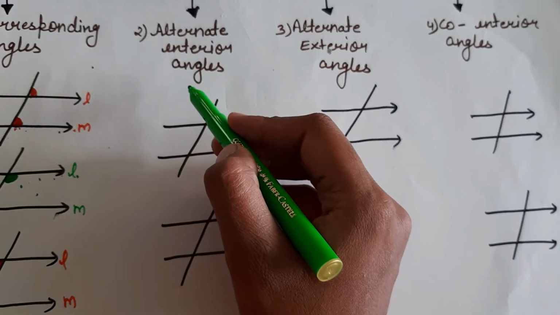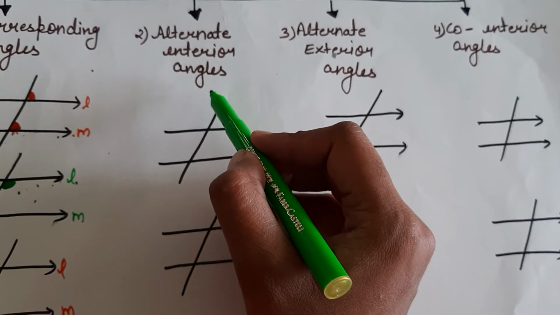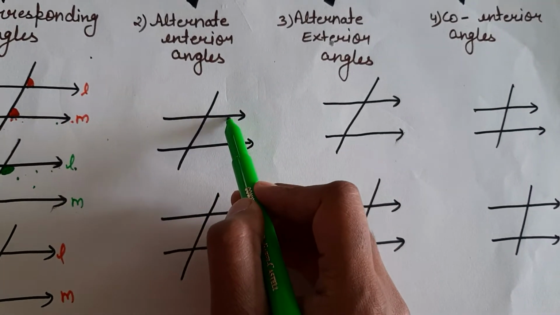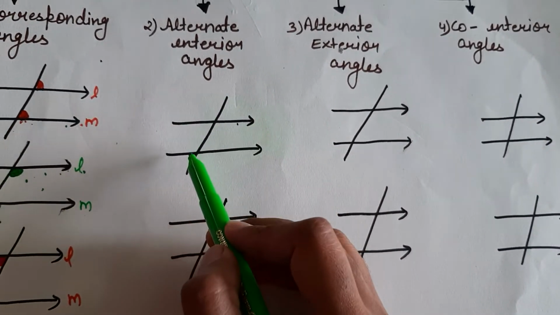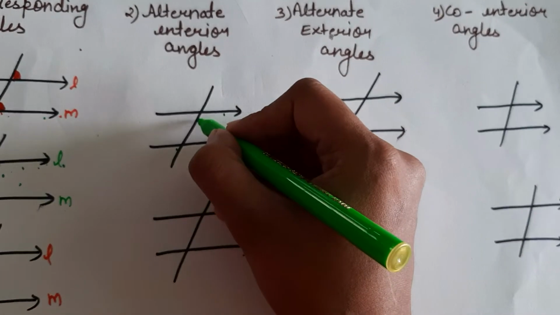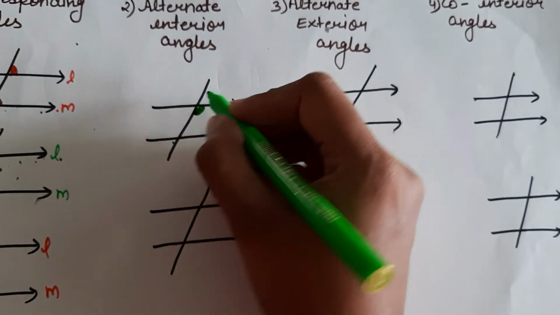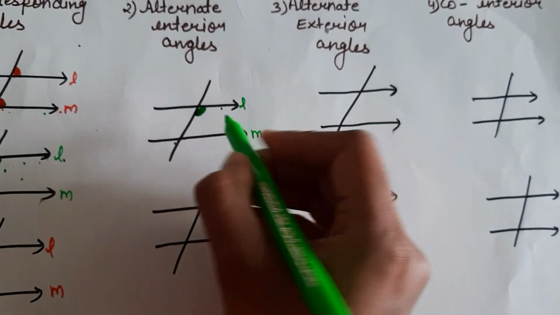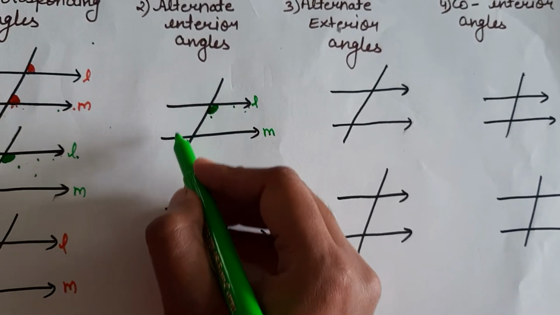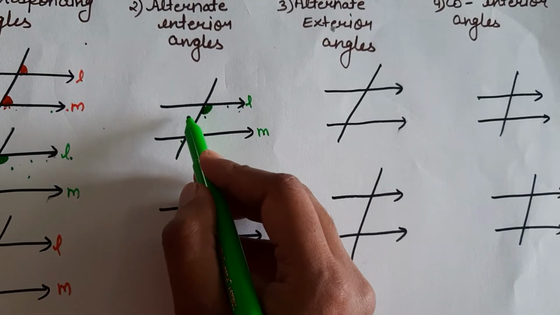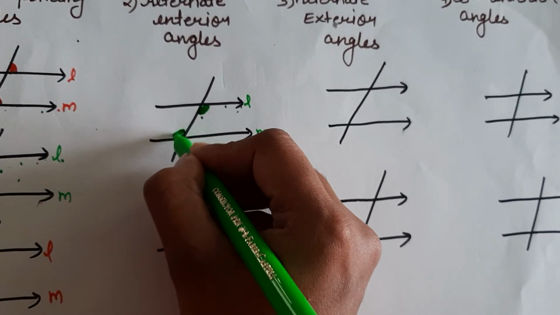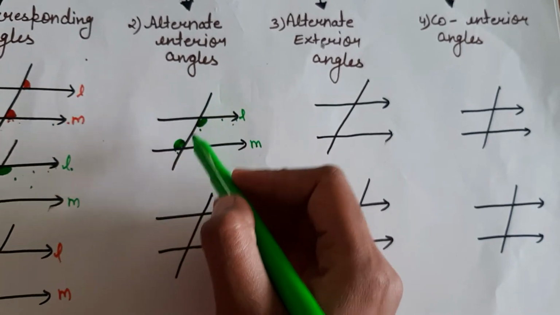So first we have to understand what is the alternate interior angle. Alternate means one angle will be on this side of the transversal and another angle will be on that side of the transversal. If I take here in this line L and M, then I will take the opposite side of your transversal and in the interior only, because the angle is interior. So these are the alternate interior angles.